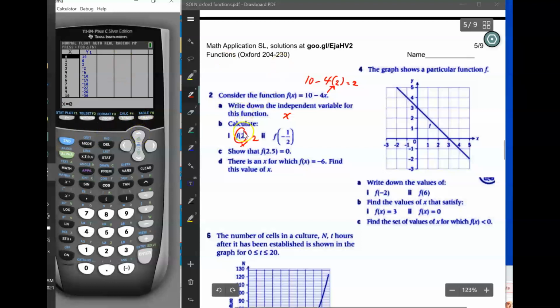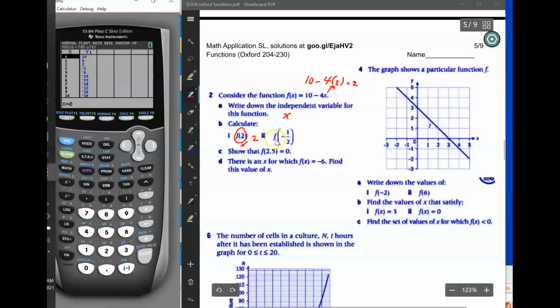So if I want to know what y is when x is 2, which is what f of 2 is saying, what's the y value when x equals 2? I can see that it's equal to 2 also, right? I just look over at the y column and it says 2, so I know that the answer is 2. So that's another way you can do it with the calculator.